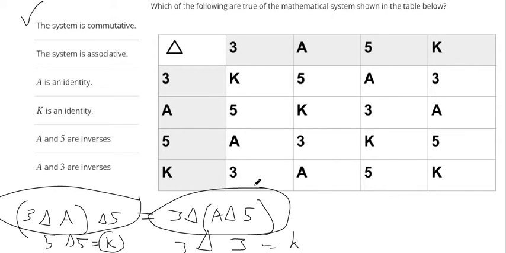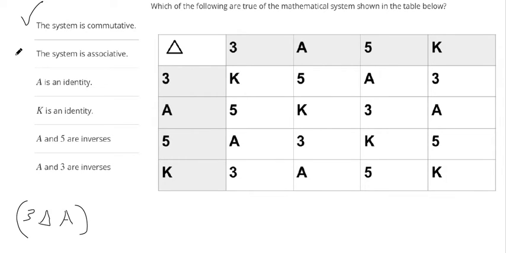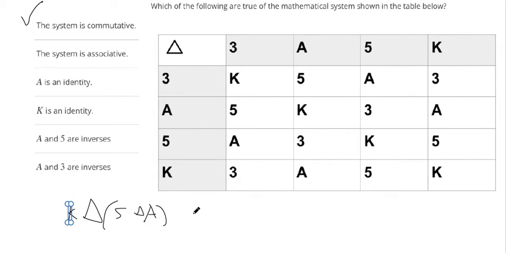Now that's one particular example. You'd have to go through every possible example to make sure that it's associative. If it even fails once, it's not associative. So that's like an impossible task. There's too many. We could just do one more to check. Let's throw in another one: K triangle 5 triangle A should be the same thing as 5 triangle A with K triangle.